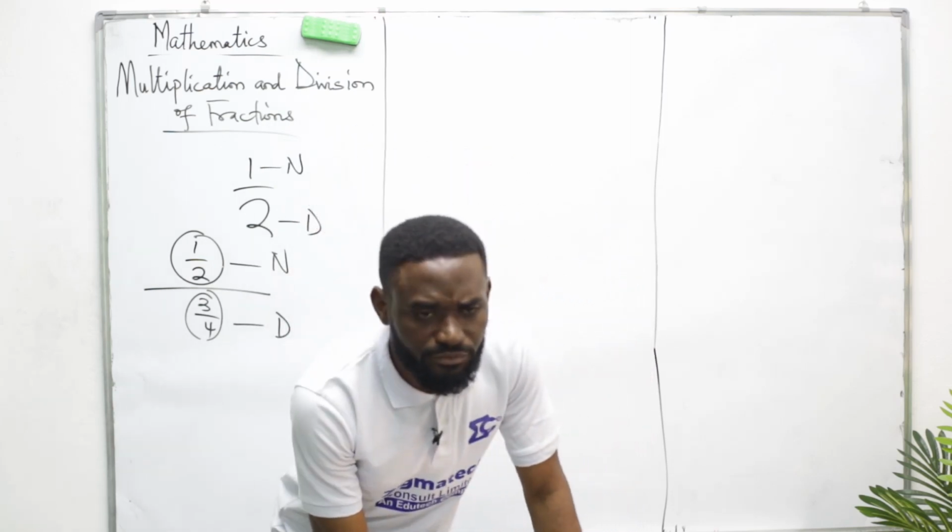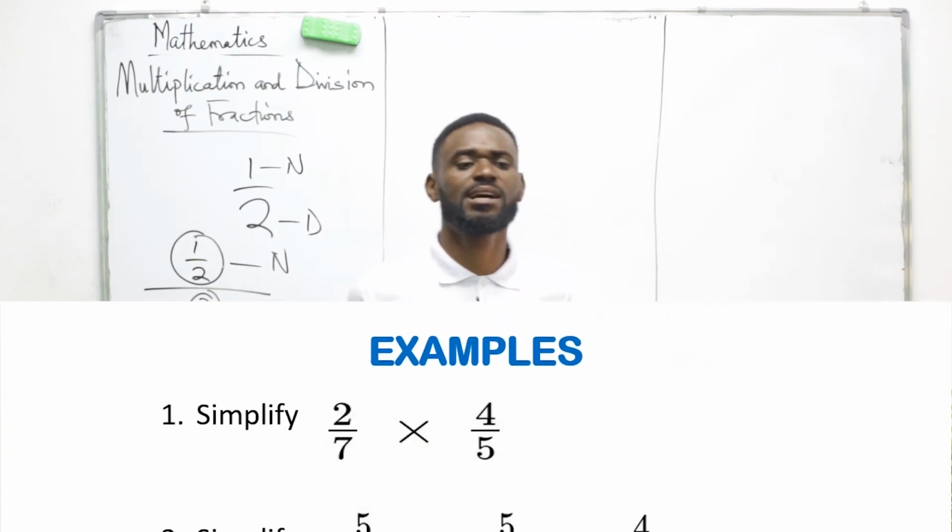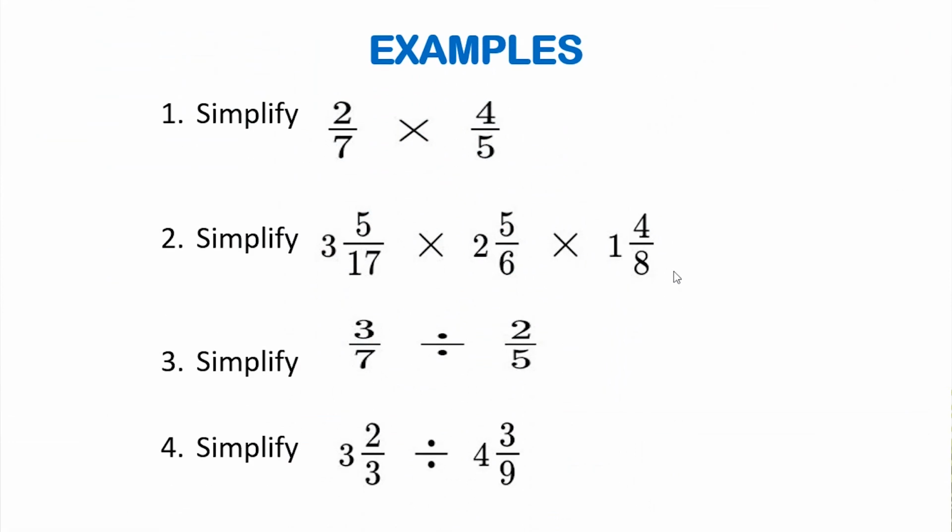So let's see some examples. I have 4 questions here that we're going to solve quickly. Then we take one from the Examguide app, and that should give you a very sound understanding of solving multiplication of fractions or division of fractions. Is that okay now? So let's see the first one. Number 1: simplify 2 over 7 times 4 over 5.